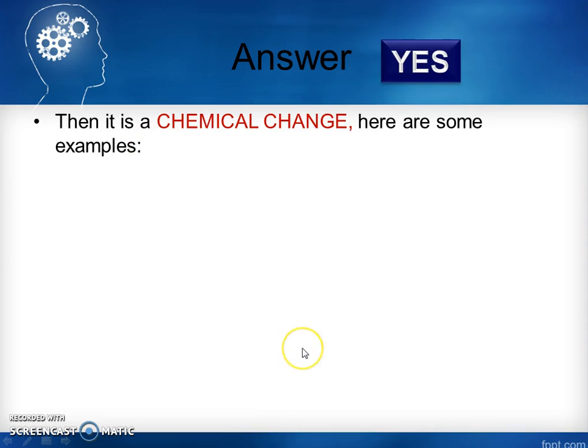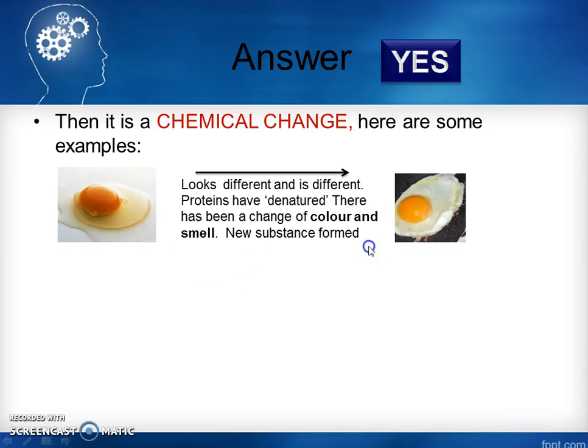Let's take a look at a couple of examples here. I've got a raw egg and now it's cooked. So it's a chemical change. It looks different, different color. This is translucent here, and now it's opaque. It smells different. The proteins have actually changed around. It's a new substance.